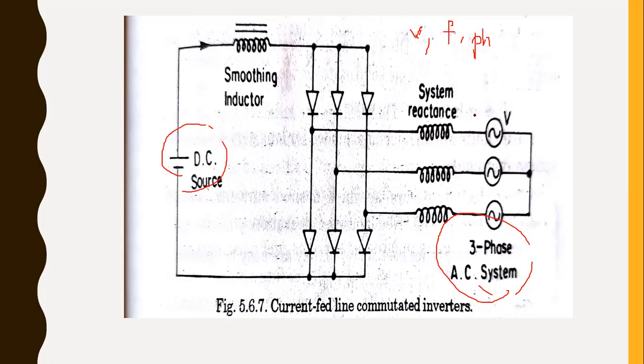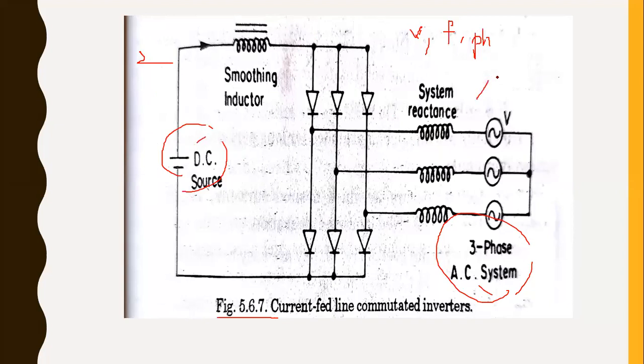Okay, so the figure shown is the current-fed line-commutated inverter. This is a general form of inverter circuit which is best suitable for utility applications. The circuit can be used in two modes. First one is as an inverter changing from DC to AC. So this circuit can be used as an inverter which converts a DC source into AC.